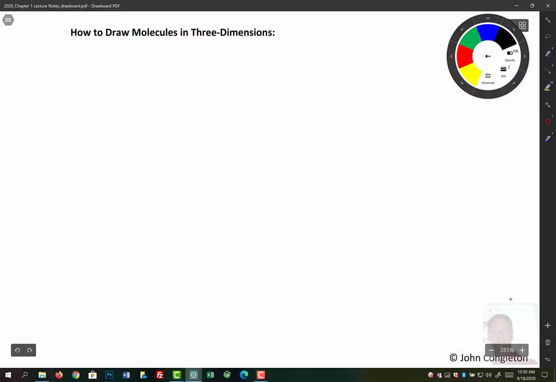Okay, so I want to talk about how to draw molecules in 3 dimensions, including some orbitals too. It's important that we are able to do something like this. So I want to start off and look at this molecule. Let's do CH3, carbon, triple bonded carbon, H. Okay.